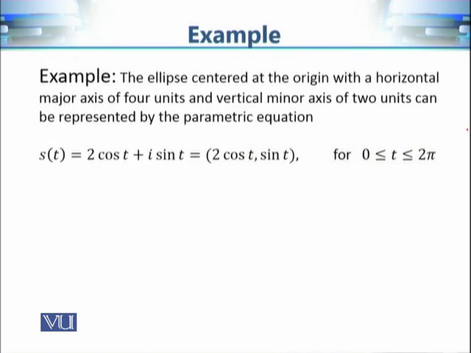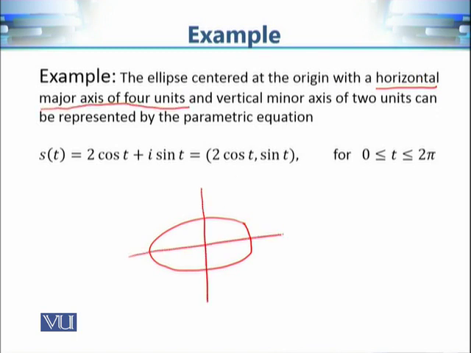Now let's begin with our first example where we are given an ellipse in the plane. An ellipse is a shape of the form this. In particular, we are given an ellipse with a horizontal major axis of 4 units. If I take the center of this ellipse to be the origin, then this length is given to be 4 units. So if this is 2, then this is minus 2. And a vertical minor axis of 2 units. In other words, this length is 2 units. So if this is iota, then this is minus iota.